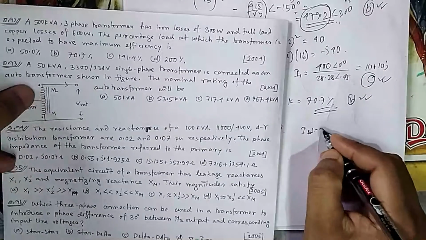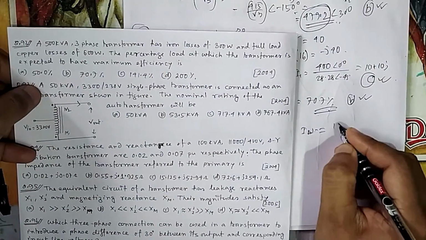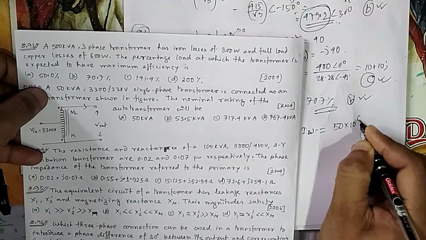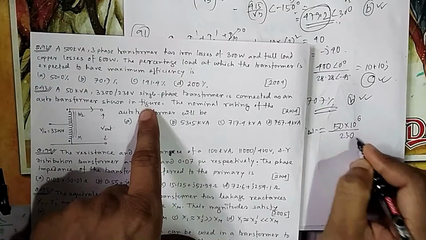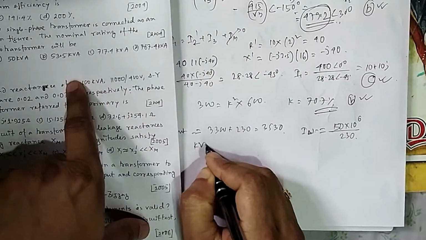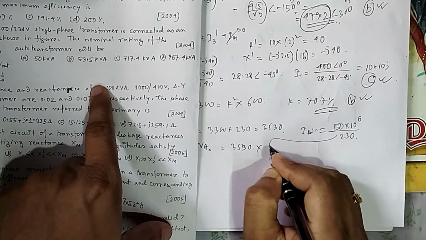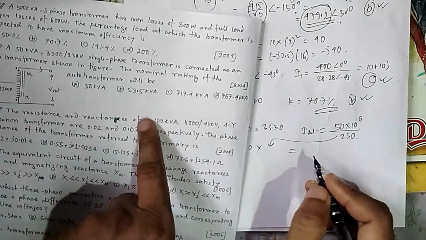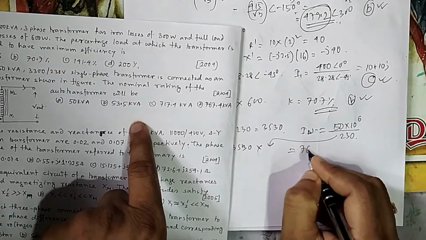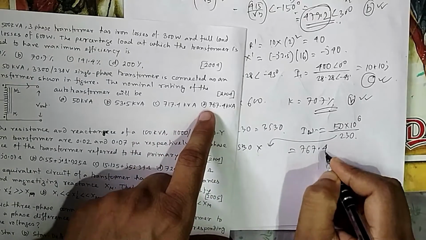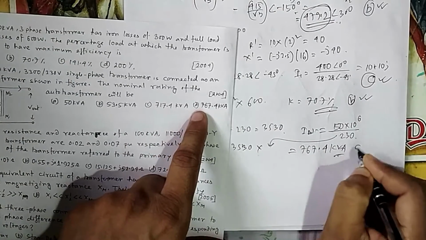So the maximum output current that you can take out is 50 into 10 to the power 6 divided by 230. Therefore your maximum kVA rating is equal to 3530 multiplied by this one, 50 into 10 to the power 3 divided by 230. If you do it well, it will be 767.4 kVA. That is your option D.